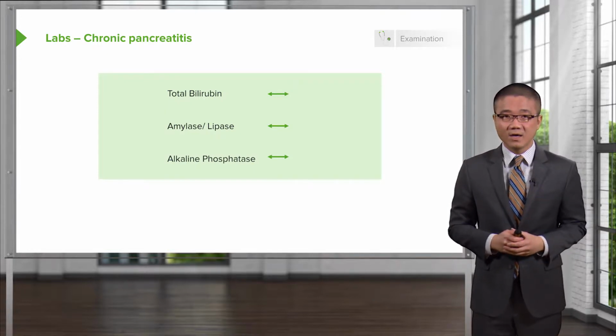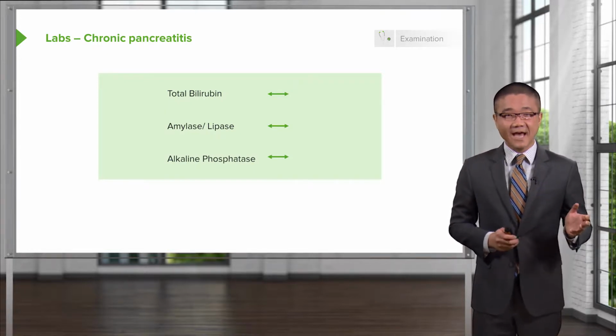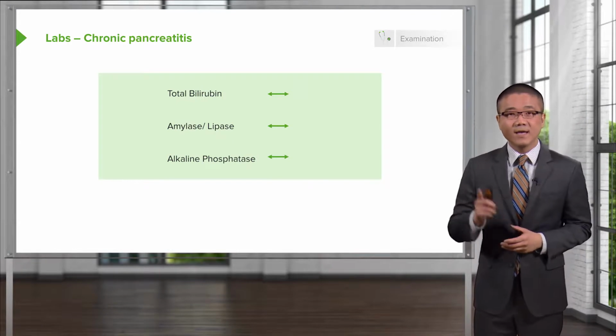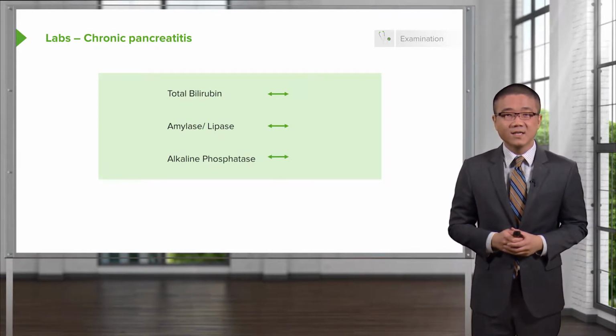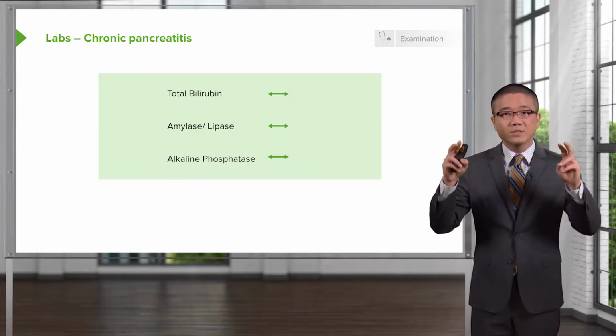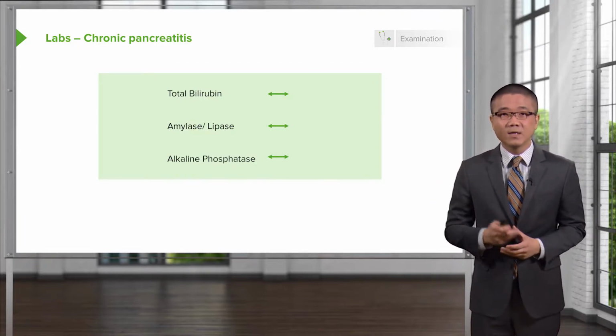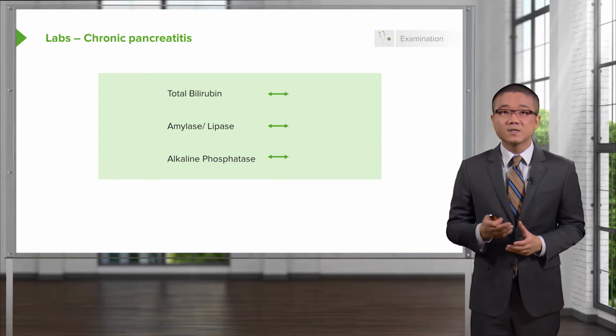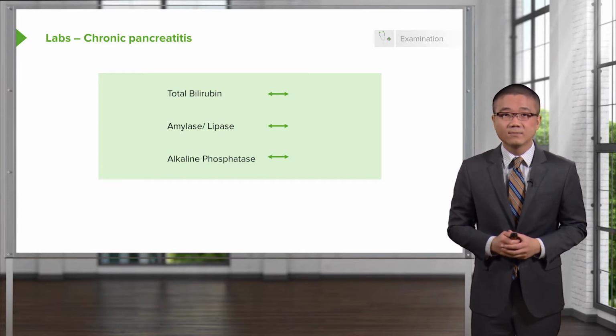What about labs for chronic pancreatitis? We visited the labs for acute pancreatitis, and very different from acute pancreatitis is the fact that in chronic pancreatitis, your total bilirubin, amylase, lipase, and alkaline phosphatase may all be normal, and especially the amylase and lipase. This is what we call a burnt out pancreas. In a burnt out pancreas, it is lacking function, and therefore amylase and lipase may also be normal or in fact decreased.